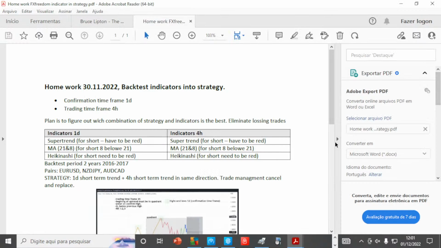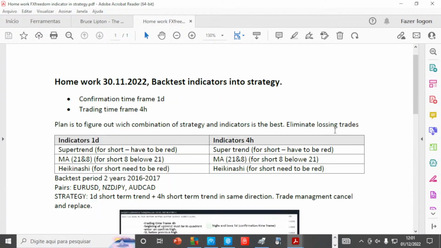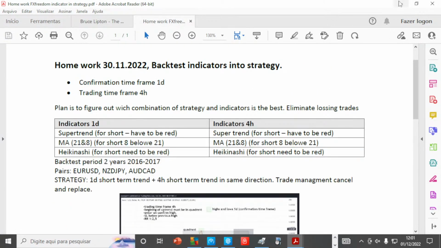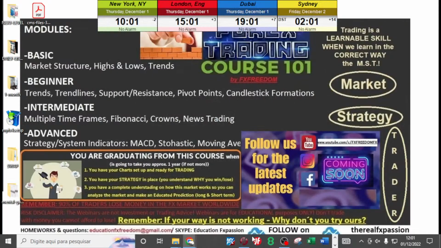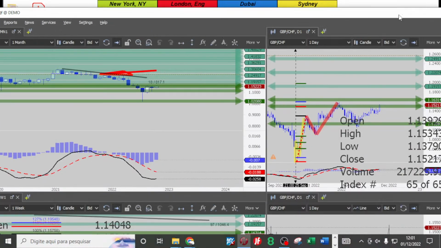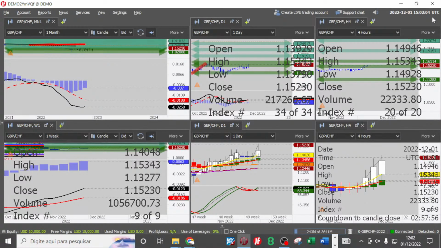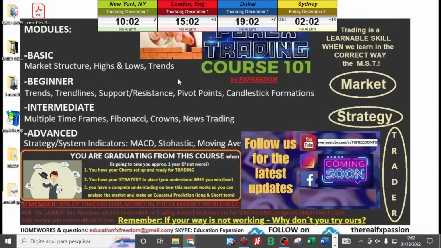Mattia, I was pronouncing his name wrongly, so Mattia sent everybody his homework. So we are going to check his system and we are going to check my system, everybody. Okay, to move forward with the lesson, simple indicators part 2. Type in the chat, everybody, the currency pair that you want to check. First come, first served.